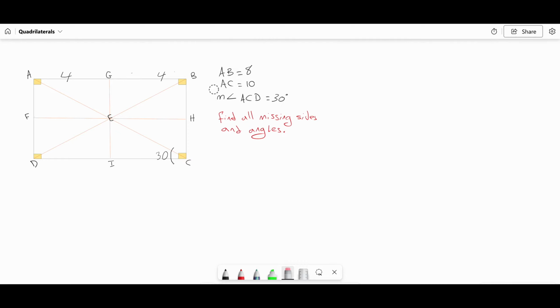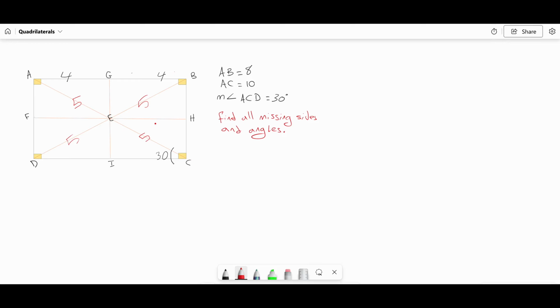We have that AC is 10, and we know that the diagonals in a rectangle cut each other, creating four segments of equal length. So AC equals 10, so we know that this is 5 and this is 5, right? AC is equal to DB, so we know that this segment here, DE, is equal to EB.